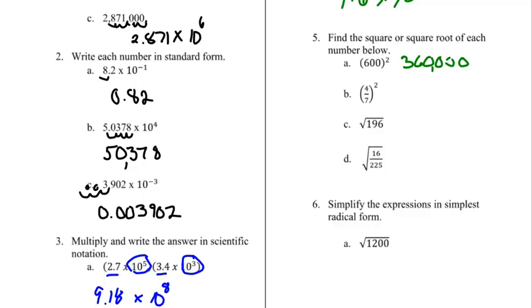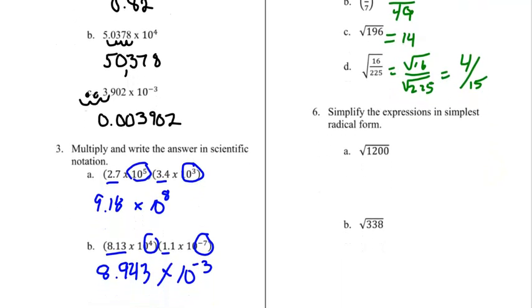Now I have to square 4/7. So if I have a fraction as the base, I have to square the numerator, which will be 16. Square the denominator, which will give us 49. So 16 over 49. Next, we're finding the square root of 196. That is a perfect square. That's going to give us 14. And then square root of 16 over 225 means I'm finding the square root of the numerator and the square root of the denominator. And the square root of 16 is 4. The square root of 225 is 15. So our answer would be 4/15.